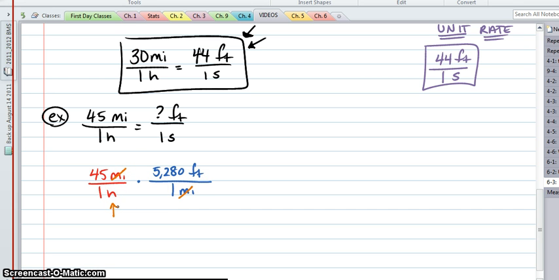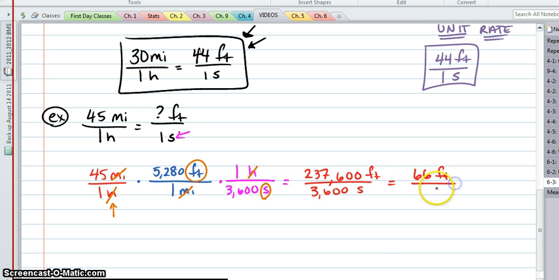Now I want to focus on the time. So let's see, I have 1 hour, and I want to change it into seconds. So I know that in 1 hour there are 3,600 seconds, just like before. When we multiply across, we get 237,600 feet, all over 3,600 seconds. And again, that's because our hours cross-canceled as well, leaving us with just feet and seconds. We do need a unit rate. When we divide, this works out really nicely, as 66 feet per second.